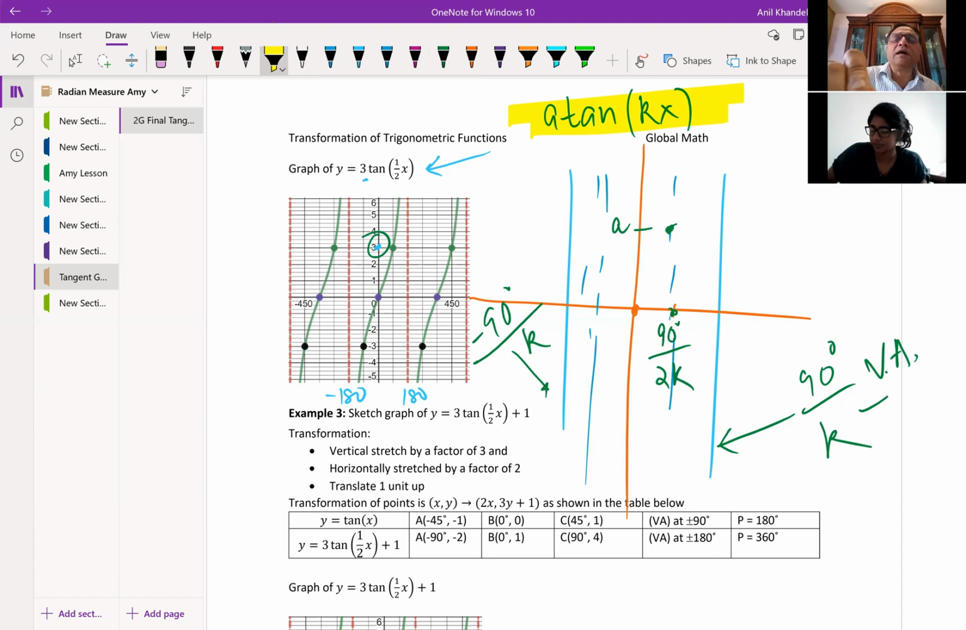Obviously, if I have this as minus, then I will get a value which is minus a, because I'll get a negative value. I don't have to break my head for that. So it gets reflected. But how do we figure out the x value, though? Like, we know the y value is a, and the x value is 90 degrees by 2k.